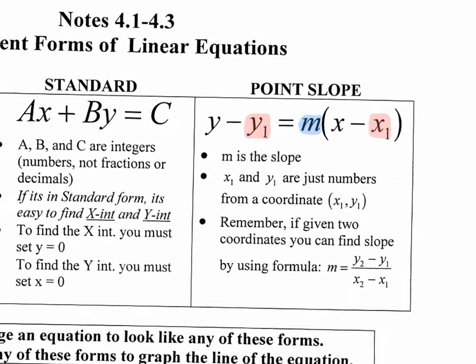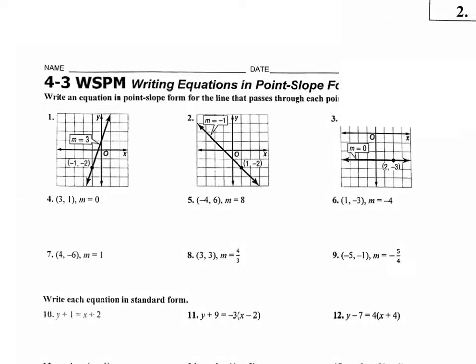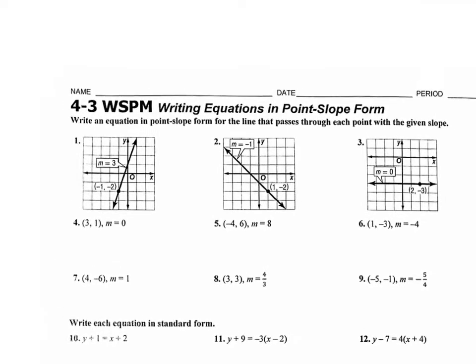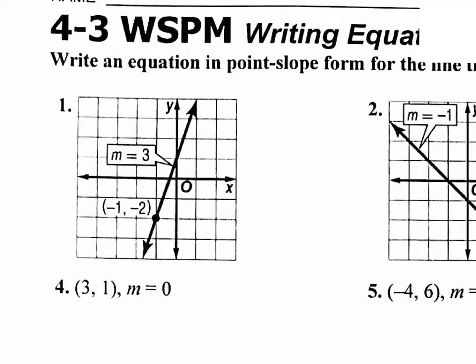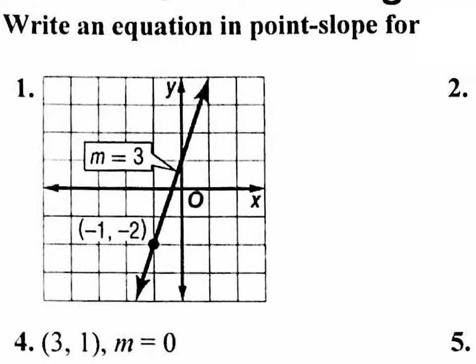So anyway, let's look at the worksheet. It says to write it in point-slope form. So number 1, they want you to write it in point-slope form. Let's first write down what point-slope form is. So this is the setup, guys. Your m is always going to be in front of the parenthesis. Your y1 and your x1 is always going to be with the letter itself. So it's going to be y minus y1 and x minus x1. And if you think about it, it's kind of like y equals mx plus b.